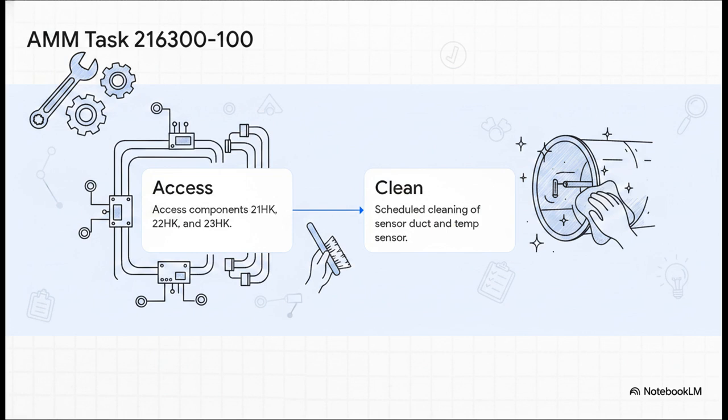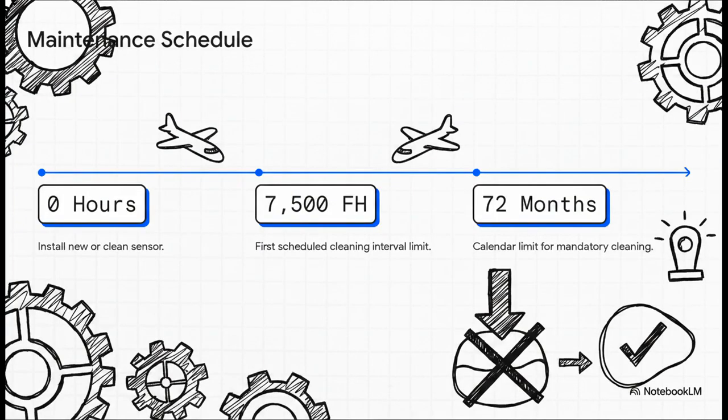Specifically, we have to rigorously enforce AMM Task 216300-100-801. This task actually goes beyond just the sensor itself. It requires technicians to access components 21HK, 22HK, and 23HK to perform a scheduled cleaning of both the sensor ducting and the temperature sensor. Keeping these components free from the exact contamination that causes those intermittent electrical faults is our #1 defense. But you know, a task is really only as good as its schedule.